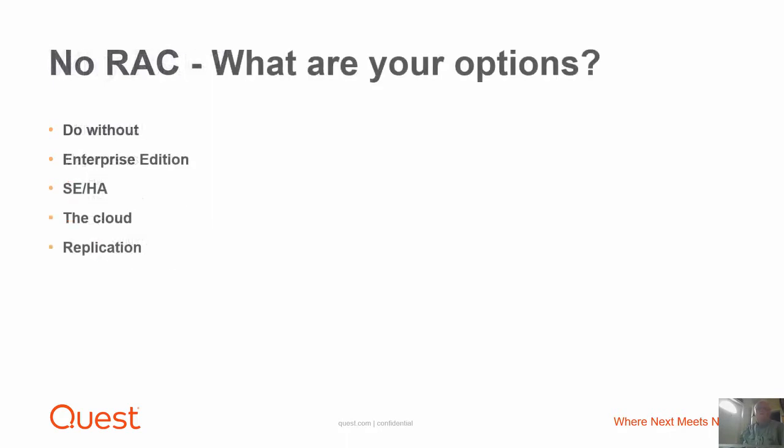So if you're not going to have RAC, what are your options? Do without, obviously. You can just say, well, we're not going to need to use RAC anymore. We don't need DR. We don't need high availability, or we don't need to isolate our workload and have the additional processing power in our workload. You can upgrade to Enterprise Edition. That's easy, but costs money.